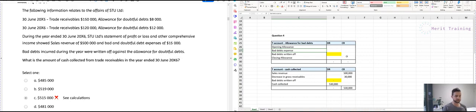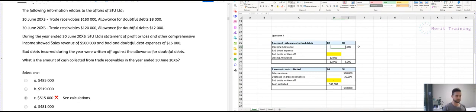And it's basically where you've got this almost like a provision on hand, so that when your debts eventually do go bad, it doesn't hit your P&L as an expense at that point in time. You're expensing it up front in a regular kind of pattern. So the opening allowance we know is 8,000. The closing allowance we know is 12,000.